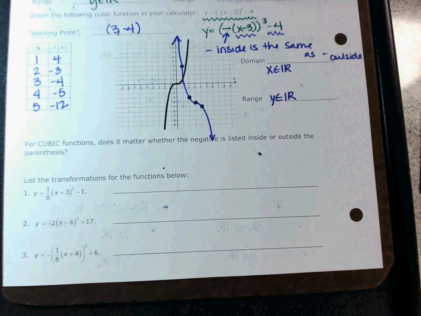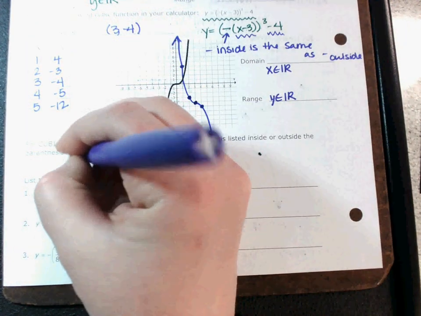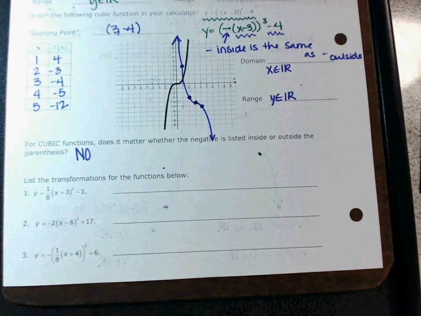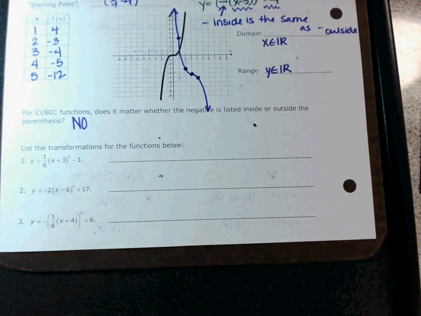Next question says, for cubics, does it matter if the negative is inside or outside? We talked about that, so I'm just going to put no. Okay, then we have 3 more left, where instead of actually having to make the graph, you're just going to have to list out what the changes are.